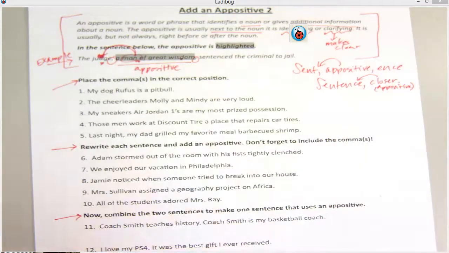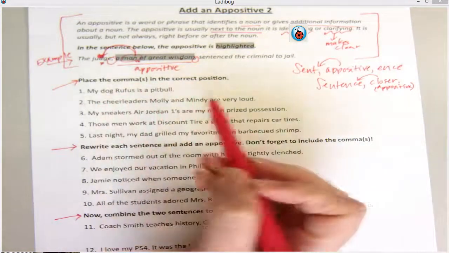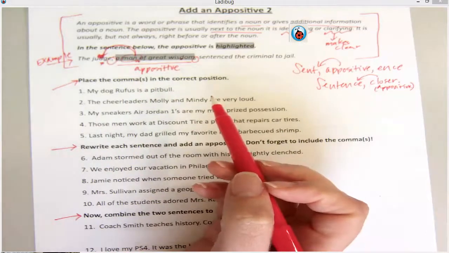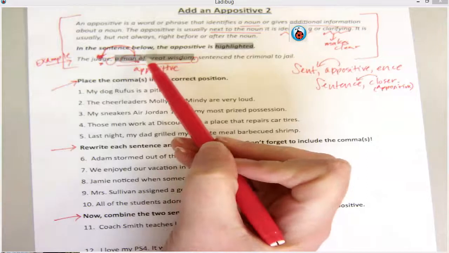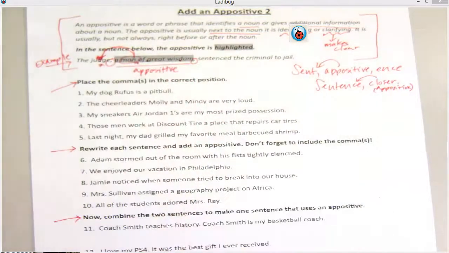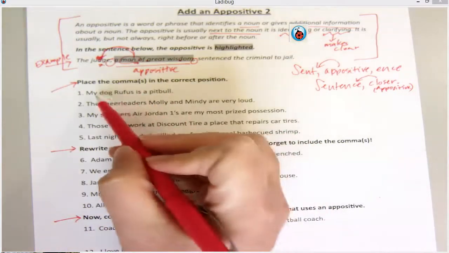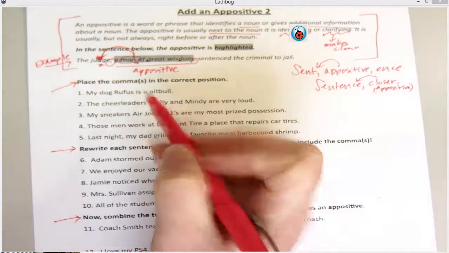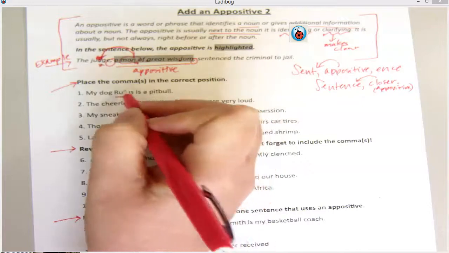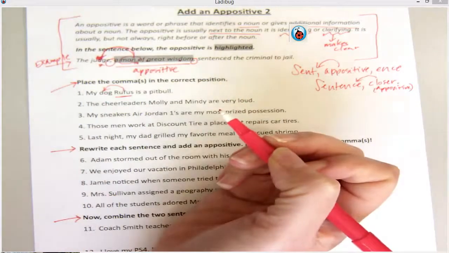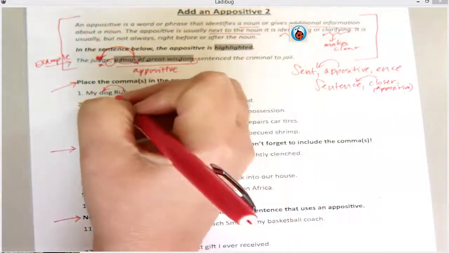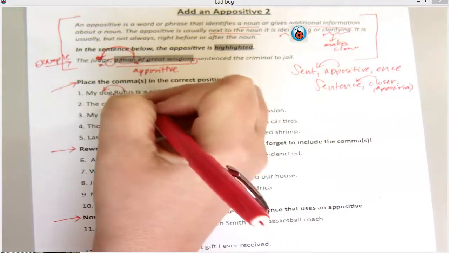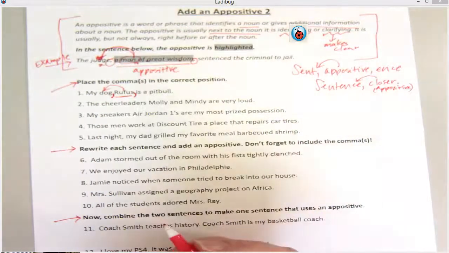Okay? So, my dog Rufus is a pit bull. So remember, the judge was a man of great wisdom. A man of great wisdom was the judge. Look for things that are the same, that are right next to each other. So in this case, my dog Rufus, Rufus is my dog, right? My dog is Rufus. Rufus is my dog. That means Rufus is the extra information. So I'm going to put my commas around Rufus.